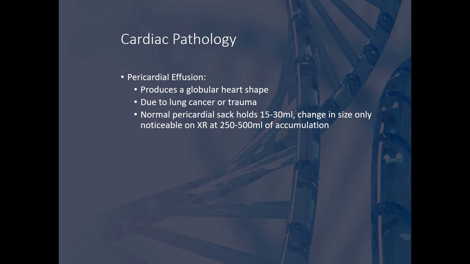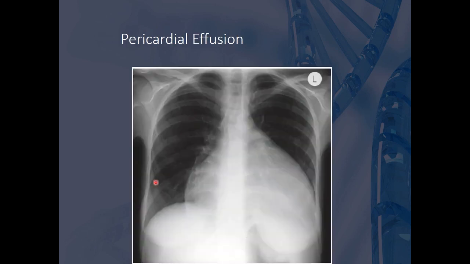So getting into different cardiac pathology, looking at a pericardial effusion. This is fluid within the pericardial sac. It will produce more of a globular heart shape, often due to trauma or lung cancer. So it takes quite a bit, as you can see here, of fluid accumulation within the pericardial sac to actually see that change noted on an X-ray. This can be hard to differentiate from global cardiomegaly.